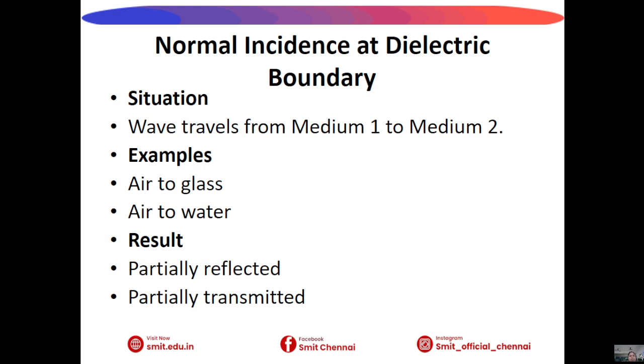Next, we see the normal incidence at dielectric boundary. Now, let us consider a dielectric boundary. A dielectric material has finite permittivity and does not conduct electricity like a conductor. When an electromagnetic wave encounters a dielectric boundary, part of the wave is reflected and the remaining part is transmitted into the second medium. The amount of reflection depends on the intrinsic impedance of the two media.